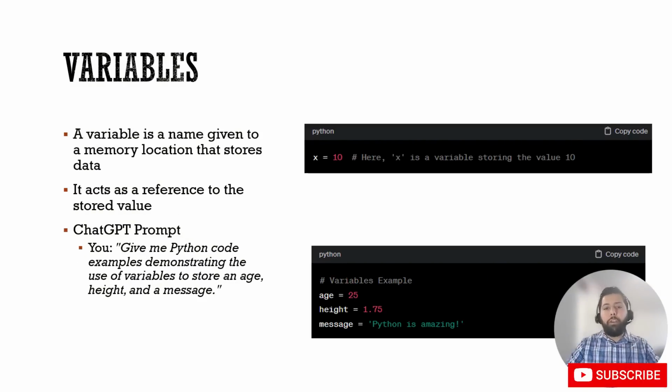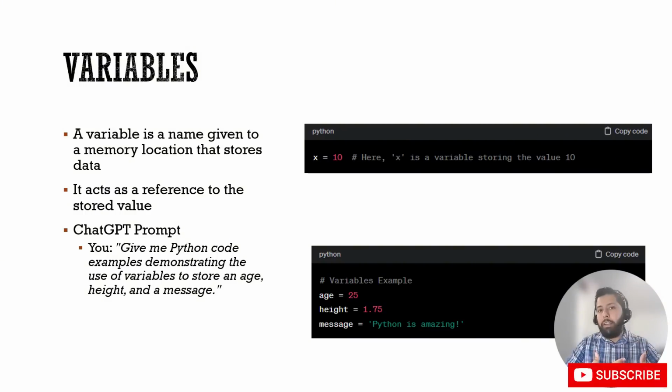Now, when it comes to variables, we did briefly look at a variable in the previous slide when we talked about name. So name was a variable there, but a variable essentially is just like a placeholder. You could think of it that way, or specifically it's a name given to a memory location that stores data. So think of it, you give a name to something and that specific name carries some data, okay?